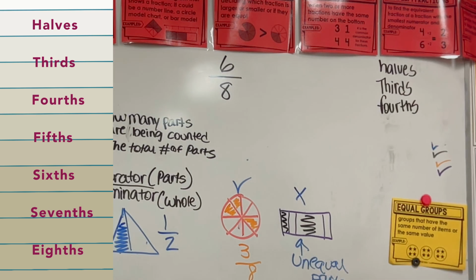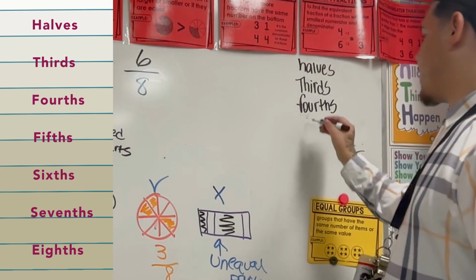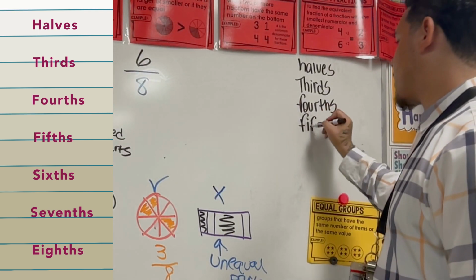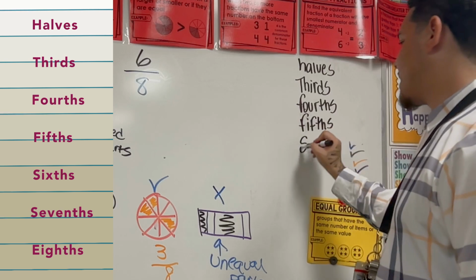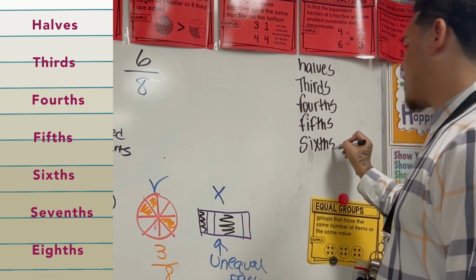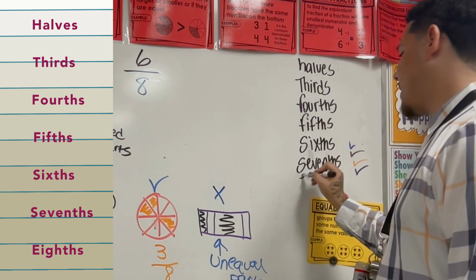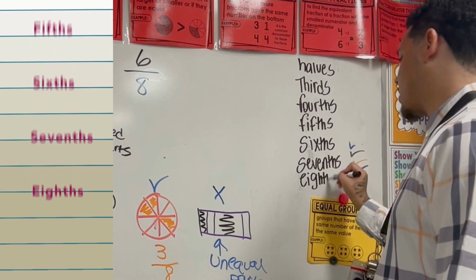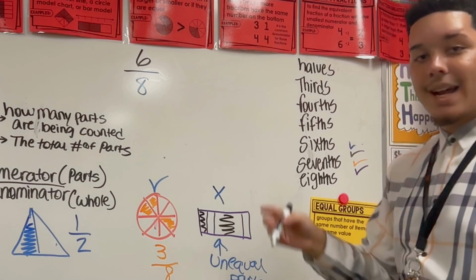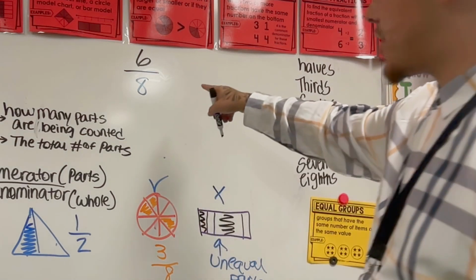I'm going to scoot this over a little bit more. Fifths. Sixths. Sevenths. Eighths. And then you can continue with ninths and tenths. So back to this question here.